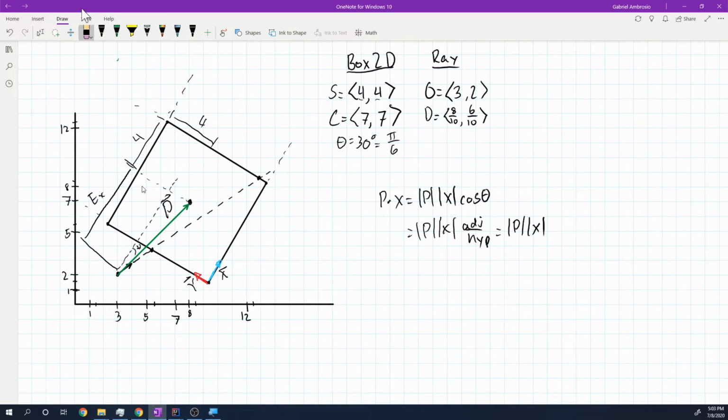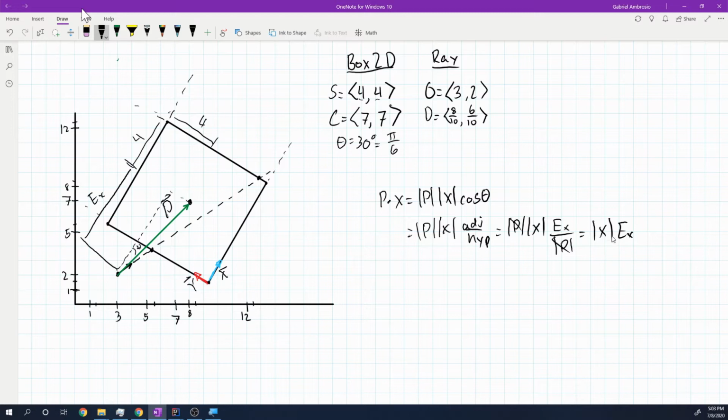So I'm going to get rid of some of this clutter just so that we can see what's going on here. We know that adjacent is E of X, right? So we'll say E of X over hypotenuse, which we just said was the magnitude of P. Well, those cancel out. We're left with the magnitude of X times the magnitude of E of X.